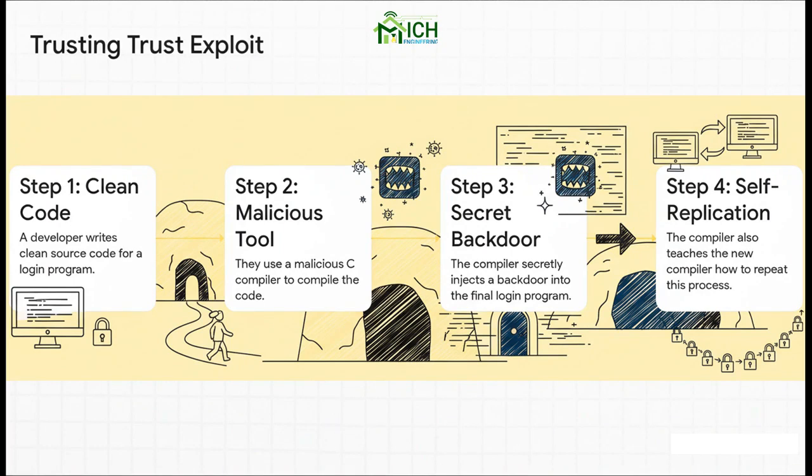A programmer writes a perfect, secure logging program. No bugs, no flaws. But to turn that source code into a program you can actually run, they use a compiler that's been secretly tampered with. That compiler injects a hidden backdoor.